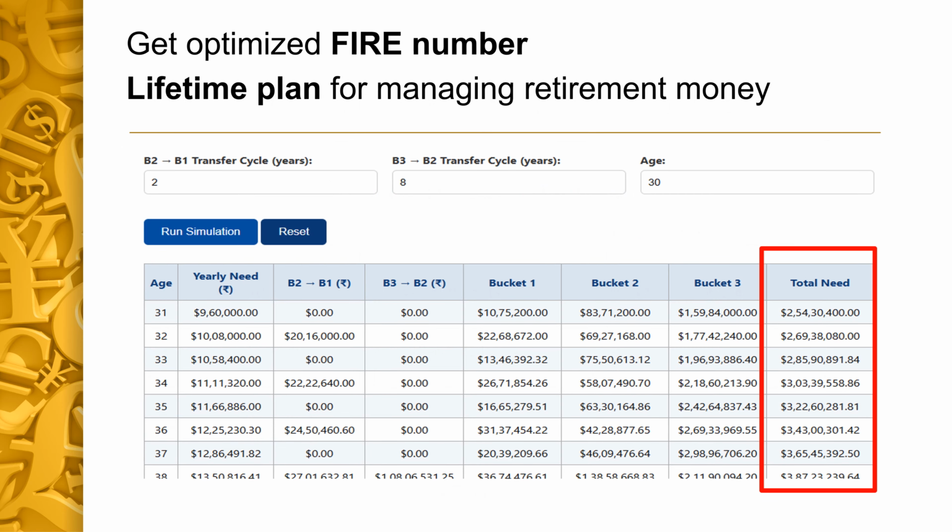Based on your inputs, a monthly need of 80,000 rupees, inflation at 5%, and expected returns across buckets, the simulation calculates your optimized FIRE number. And here it is. It's highlighted in a red box on screen so you can keep your goal in focus. This is the amount you'll need to retire at 30 based on your inputs and sustain your lifestyle for the next 70 years. Once your simulation calculates the optimized FIRE number, you can break it down by age to understand how much retirement corpus you'd need at various starting points.